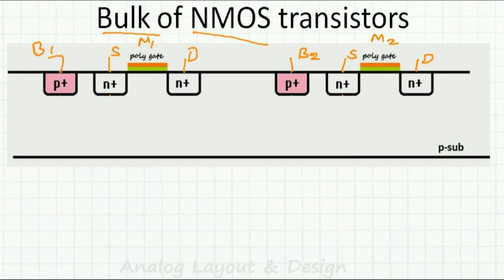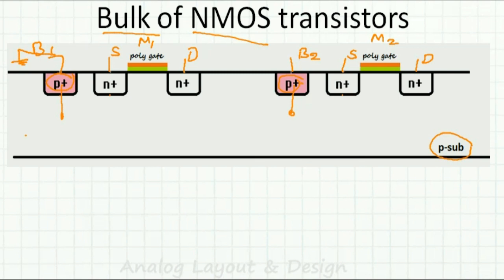So when you have a P plus here, and this entire thing is a P minus substrate, this is connected to the substrate, and this is also connected to the substrate. So this and this are connected through the substrate. Basically, they are all connected to the same substrate. And we know the bulk of an NMOS transistor will be connected to the lowest potential, which is ground.